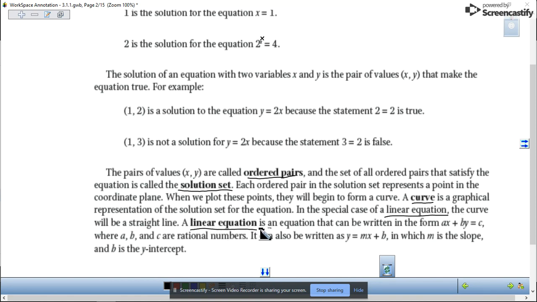Okay? A linear equation is an equation that can be written in the form ax plus by equals c. That's standard form, where a, b, and c are rational numbers. It can also be written as y equals mx plus b, which is what y'all are more familiar with, the slope-intercept form. M is the slope, b is the y-intercept. Okay?